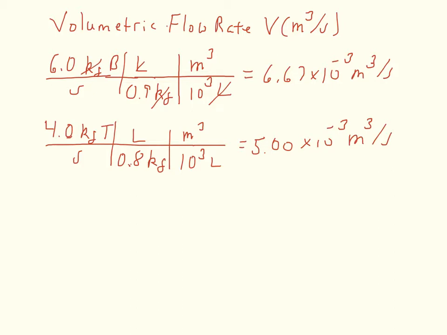Now, if I assume these volumes are additive, meaning that 10 liters of benzene plus 10 liters of toluene gives me 20 liters, then all I have to do is add these together, and I will get 1.17 times 10 to the minus second cubic meters per second. And that's my volumetric flow rate.